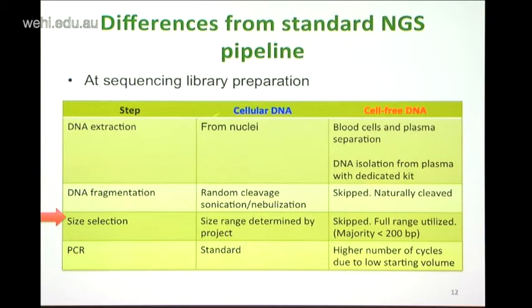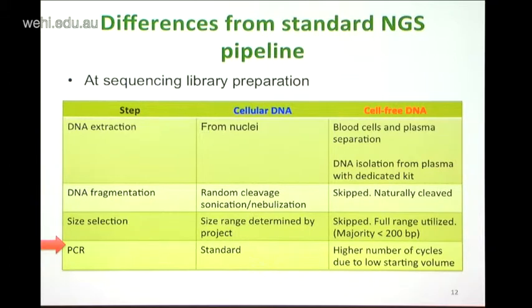Next, in cellular DNA projects, once you've randomly cleaved your DNA, they select a certain size range, and that depends on your project. For cell-free DNA, the majority of the fragments are quite small, less than 200 base pairs. So once again, this step is also skipped because we want that full size range.